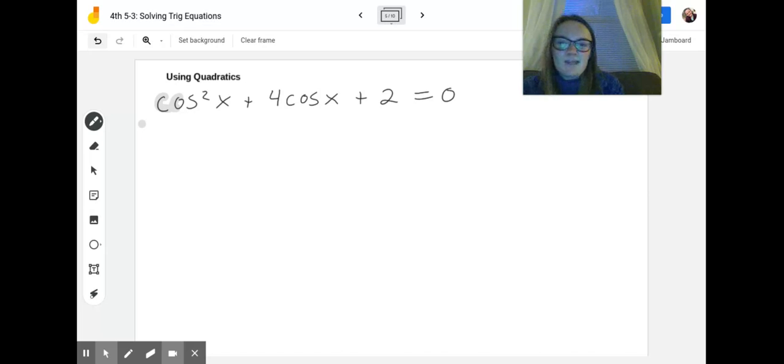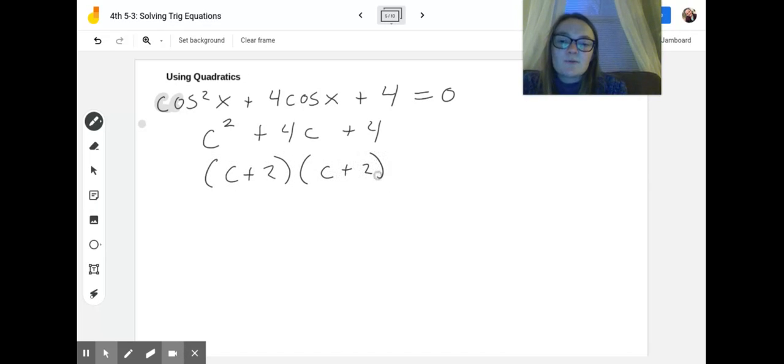So hopefully we can see here I have something squared plus 4 times something plus 4. If I replace cosine with a c real quick, just to make this easier for us to see, I have c squared plus 4c plus 4. So basically, what multiplies to 4 and what adds to 4? Well, 2 times 2 multiplies to 4, and 2 plus 2 adds to 4. So just to skip some steps here, this is going to be c plus 2 times c plus 2 is equal to 0.